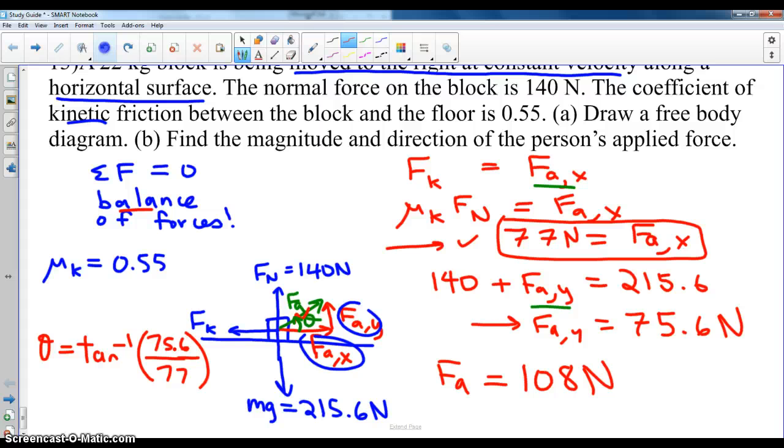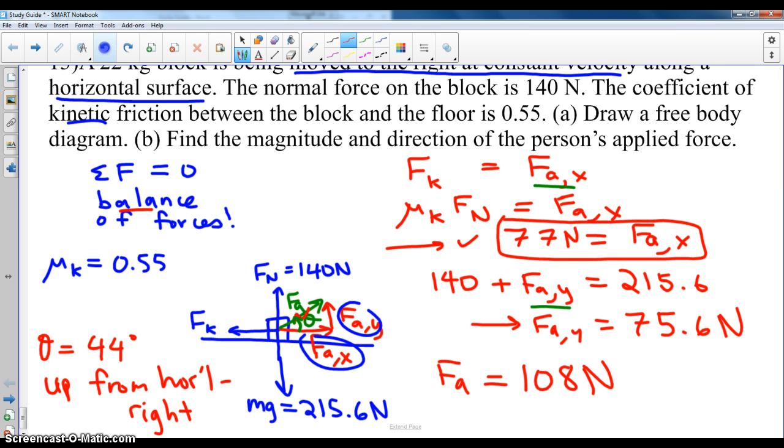Inverse tan, where are you? 75.6, where have you been my whole life? And theta comes to, well, I'm out of room because I can't extend down any further. So let me just erase my work, something you should never do. 44 degrees up from horizontal right. Boom. Next one.